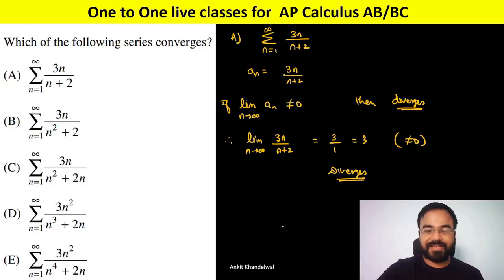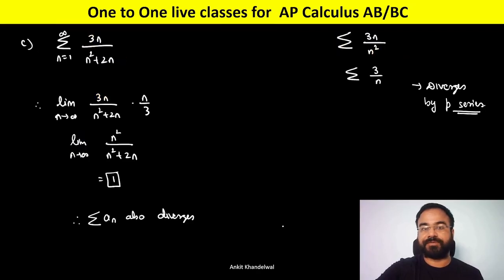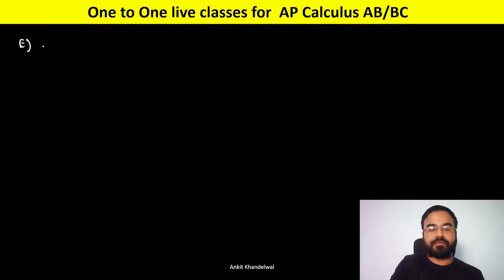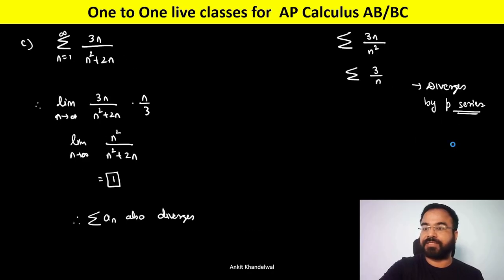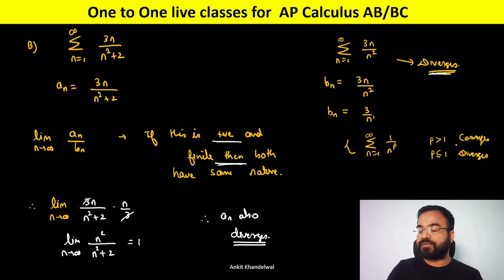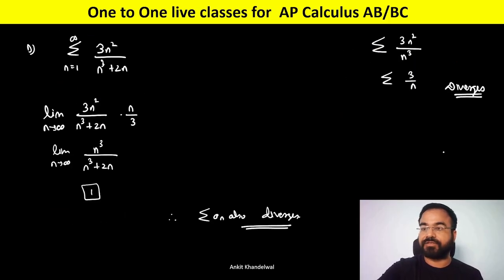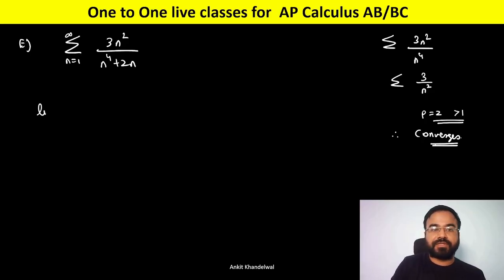So let's see how. 3n square upon n power 4 plus 2n. Now again I am using the limit comparison test. So I am taking 3n square upon n power 4. Here if you cancel out, this is only n square. Now here the p value is 2, which is greater than 1. So according to p series test, it converges, right? In the p series test, what happens is, look at this. If p is greater than 1, it is converging. If p is less than or equal to 1, it diverges. So this is converging. So now we will be using the limit comparison test.